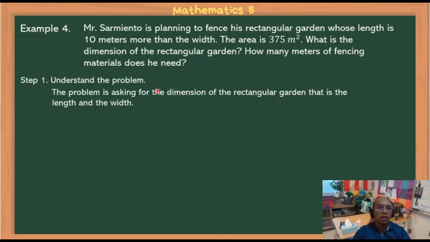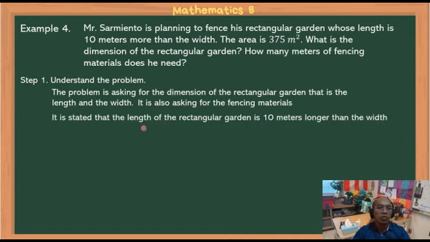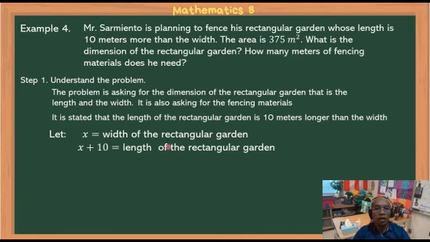Step number 1. The problem is asking for the dimension of the rectangular garden, and we call it the length and the width. And it's also asking for the fencing materials needed to enclose the garden. The problem also states that the length of the rectangular garden is 10 meters more than the width. So in this case, we let x represent the width of the rectangular garden. Why? Because the length will be represented by the expression x plus 10, because it is stated that it is 10 meters more than the width.